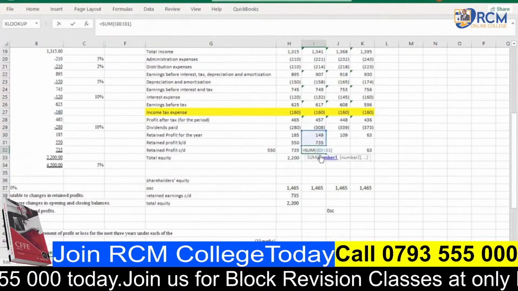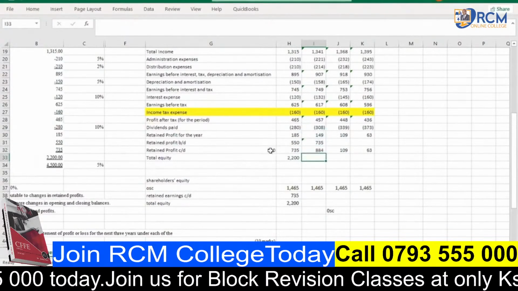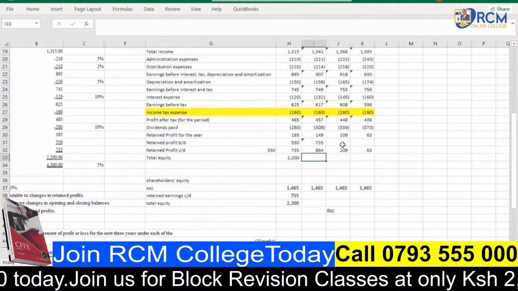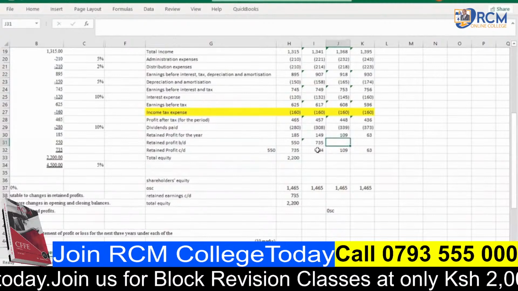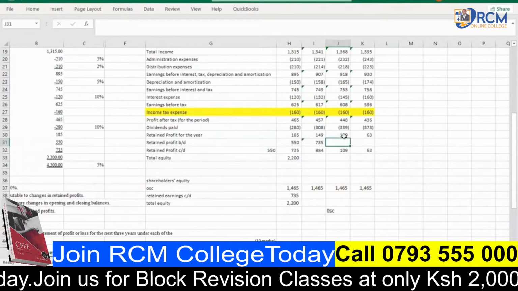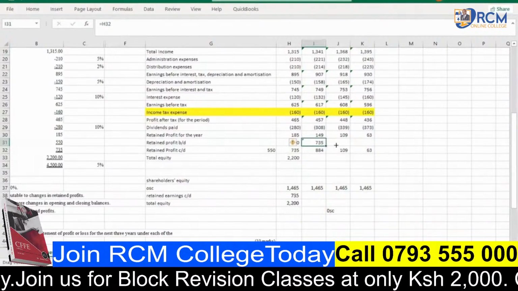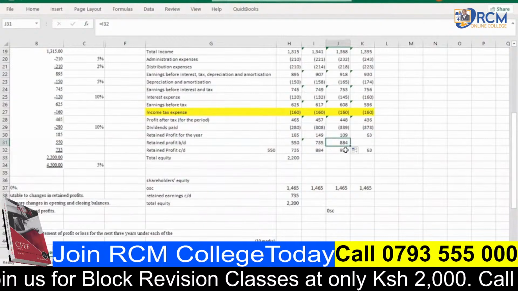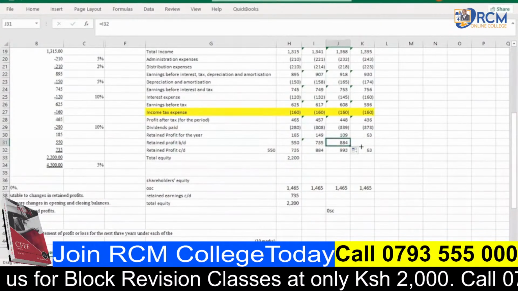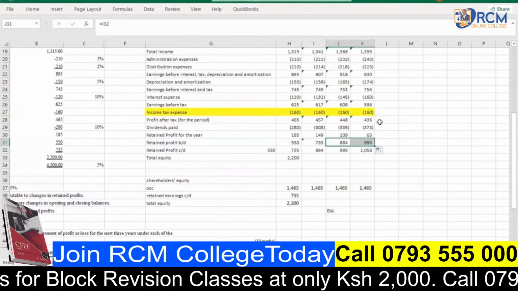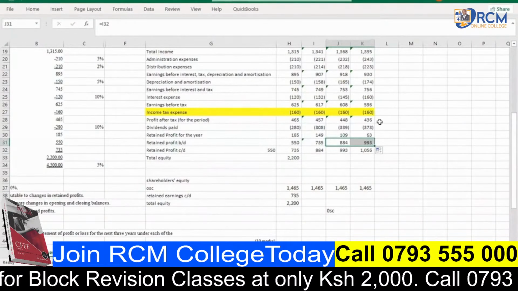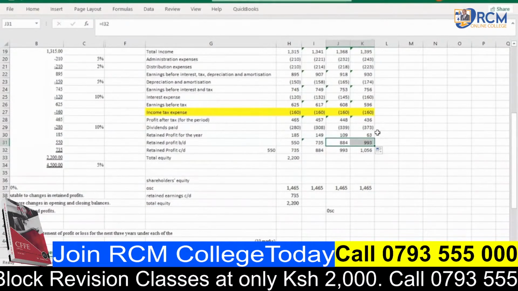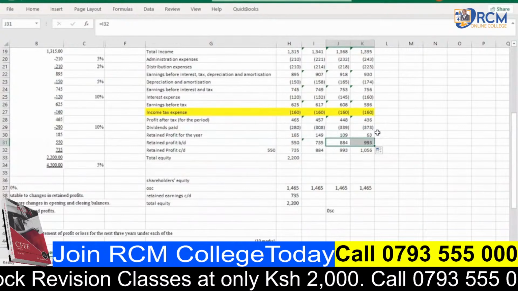So at this point, we've gotten the total, which is the retained earnings carried down. Ona hii 550 penye ilikuwa hapa juu. For 2022, it's 735 tumepeleka hapa. So it means for 2024, this 884 tunapeleka wapi? Kwa hii space. Na tunapata total. Alafu hii 993 tunapeleka wapi? Kwa hii space. So is that clear? Hapo iko sawa?